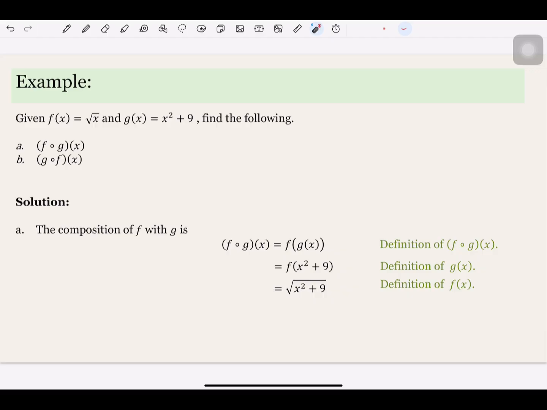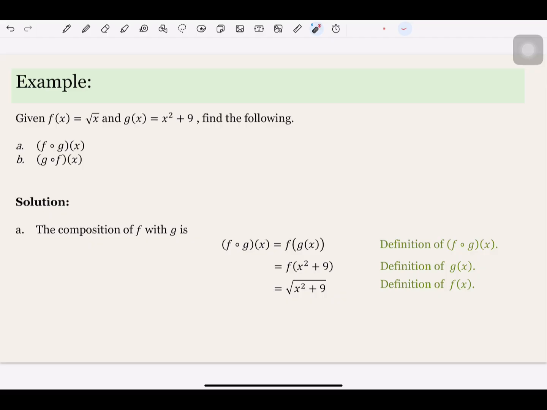So here my f of x is square root x and g of x is x squared plus 9. So first of all, let's get the composition of f and g. So here I wrote my definition. Here you have f evaluated at g of x. Then I replaced my g of x with x squared plus 9. That's what I have done here.